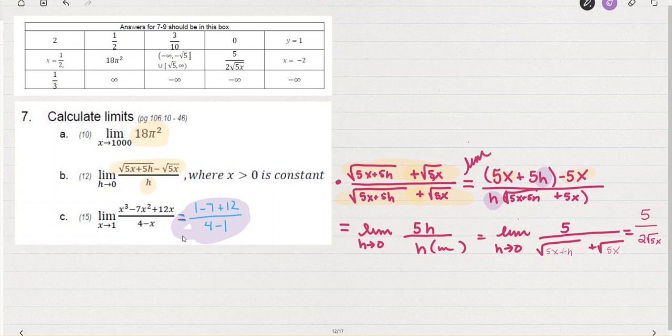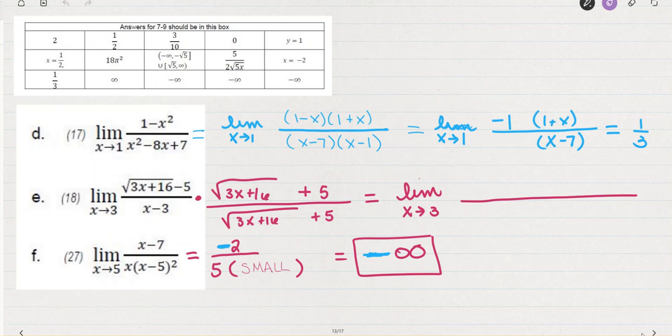It doesn't give us a 0 in the denominator. So if you simplify that expression, you get the final result. For letter D, direct substitution gives us a 0 in the denominator, so we're going to have to simplify.